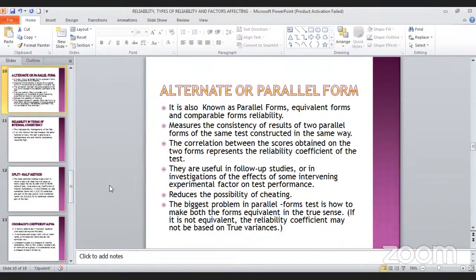Yes, actually, I was asking about the time gap. No, time gap is not important here. Time gap is important for the test-retest reliability. Yes, it is important for test-retest, at least 1 week interval. Yes, 1 week interval. Because in case of the test-retest, the same test is administered to the sample. But in case of the alternate form, the test is not the same. It is similar. Okay. Thank you.